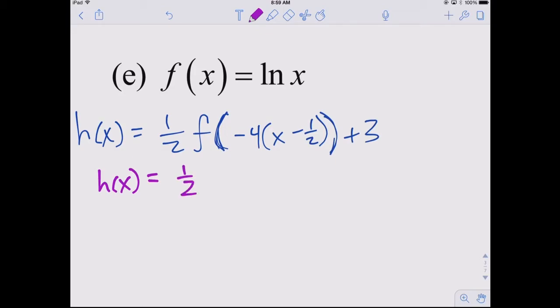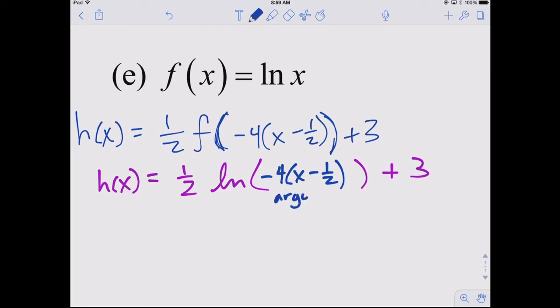The 1/2 is on the outside. We're replacing f with the natural log of the quantity and plus 3. And then to be on the inside of the log means to be the thing you're taking the log of, which of course I called that the what yesterday? The argument. Good. So this is the argument.